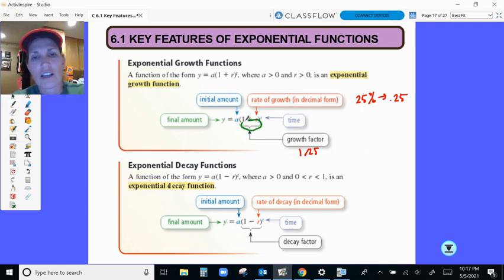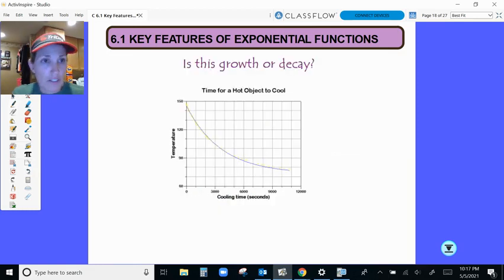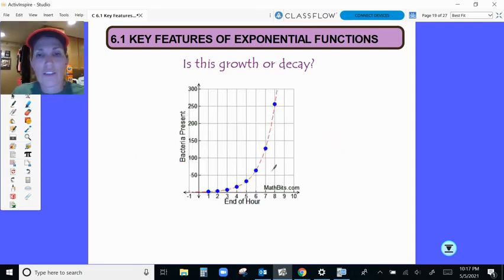Okay, and then decay is a little bit different, because notice that this one is 1 plus r right here. Our decay factor is 1 minus r. Okay, and so everything else stays the same, initial amount and so forth. All right. So first of all, does this represent growth or decay? Well, it's going down from left to right, so of course this is decay, the decay graph. Okay, this is going up from left to right, so this one happens to be a growth graph, exponential growth.